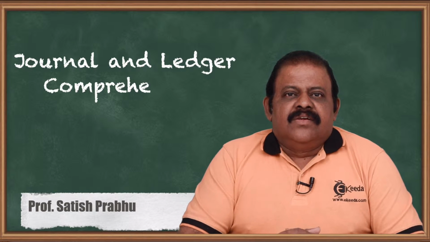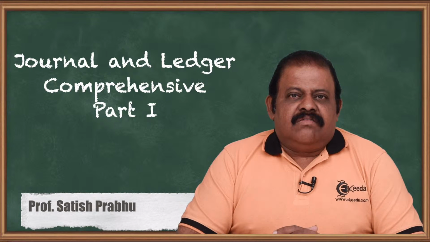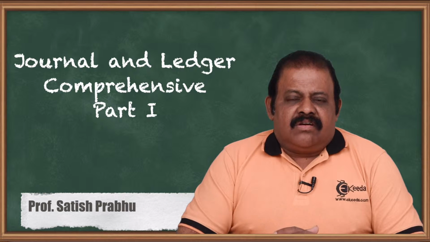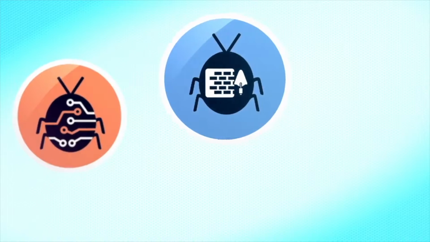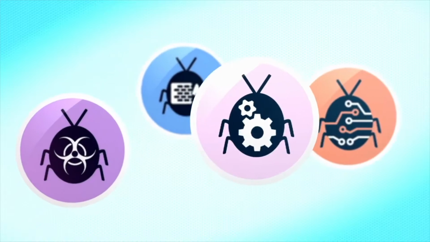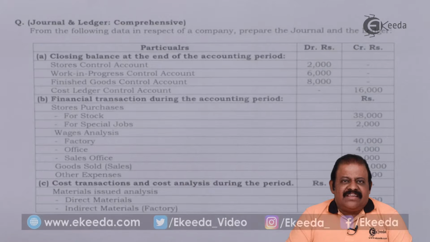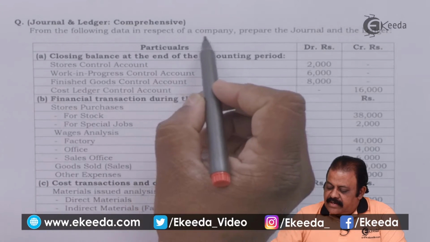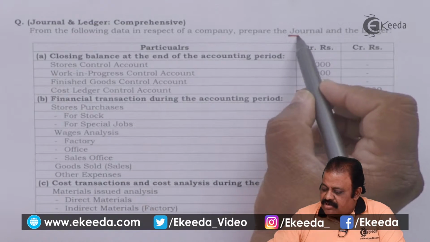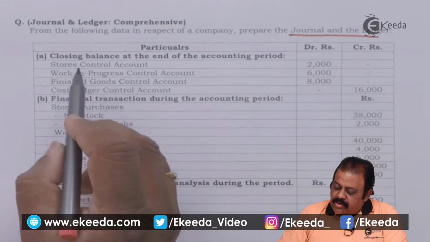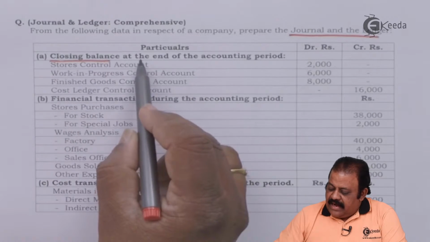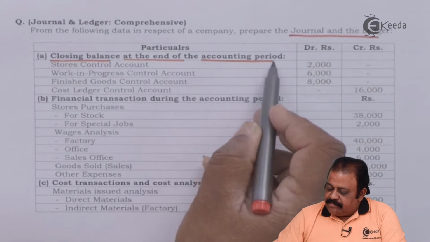Hello friends, let us now do one question where we are going to have journal as well as ledger, comprehensive basis, non-integrated cost records. Let us read the question. From the following data in respect of a company, prepare journal and ledger. Closing balances at the end of the accounting period.